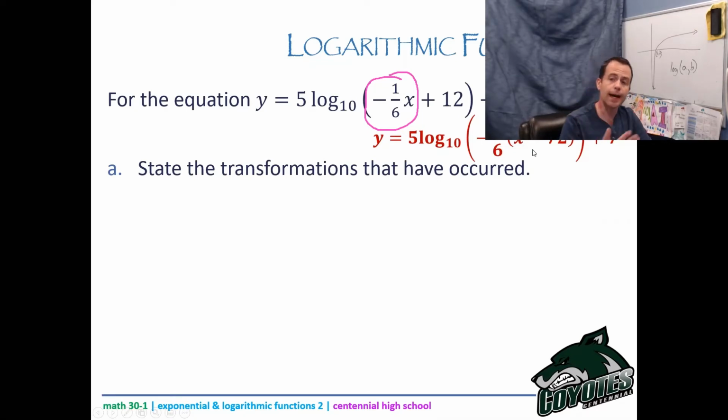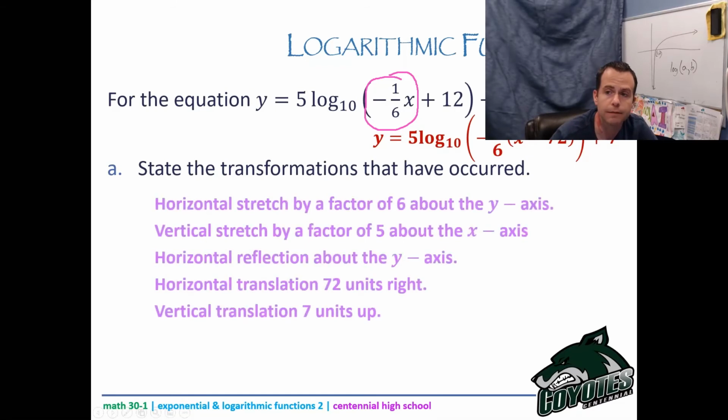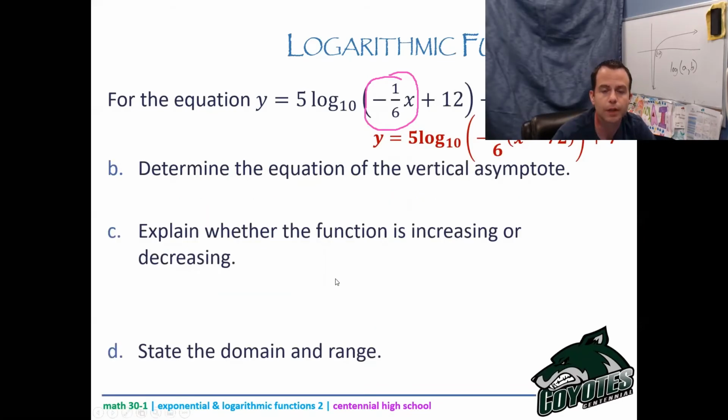So that gives me 1, 2, 3, 4, 5 statements you need to make for transformations. We're going to have a horizontal stretch of 6 about the y-axis. We're going to have a vertical stretch of 5 about the x-axis. We're going to have a horizontal reflection. We're going to have a horizontal translation 72 units right, and a vertical translation 7 units up.